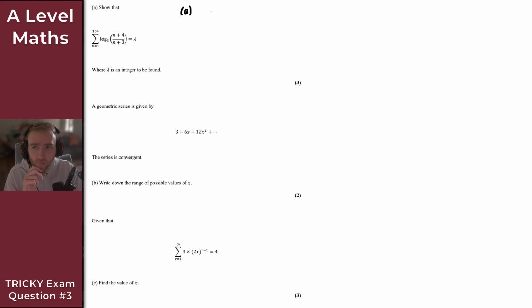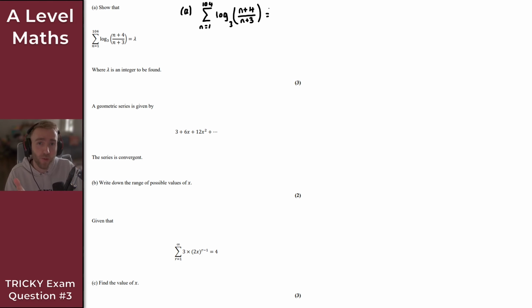So what I've got here is this summation: sigma from n equals 1 to 104 of log of (n plus 4) over (n plus 3), base 3, is equal to lambda. What I would recommend here is just doing the first few terms and then maybe the last 2 terms, and you should be able to see what's going to happen with this series, right?